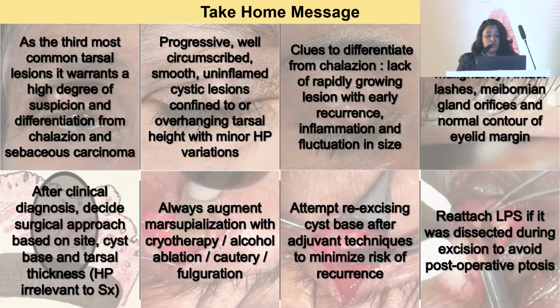As the third most common tarsal lesions, these benign epithelial cysts warrant a high degree of suspicion. Despite the glaring similarities with the chalazion, a keen eye for the differentiators can help to tell them apart. Always rule out a malignancy first. A methodical, algorithmic surgical approach based on cyst base and involved tarsal thickness can provide gratifying results for the surgeon and the patients alike. Thank you.